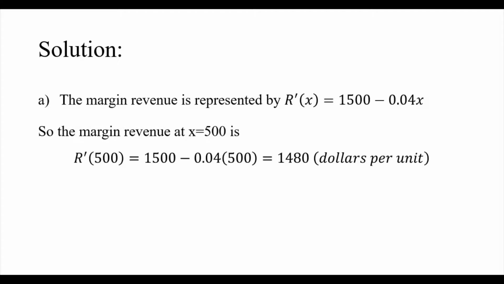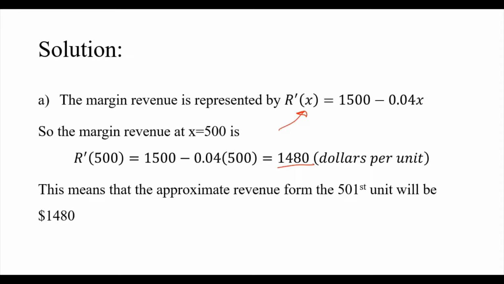So to find the marginal revenue at x equal to 500, we're going to plug 500 into the marginal revenue function that we found. And the answer is going to be 1,480. This means that the approximate revenue from selling one unit after 500 units will be $1,480. Let's look at the second part.